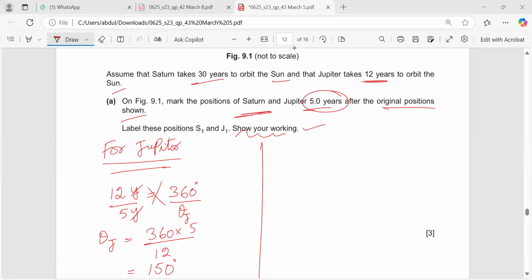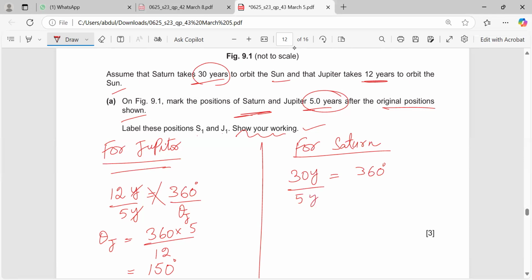Stay blessed. Now we have to do the same phenomena for Saturn. See, it takes 30 years to orbit the sun. So in 30 years it will make a 360 degree turn. And how much time is now given? 5 years. So for both of them it is 5 years. And how much will Saturn go?